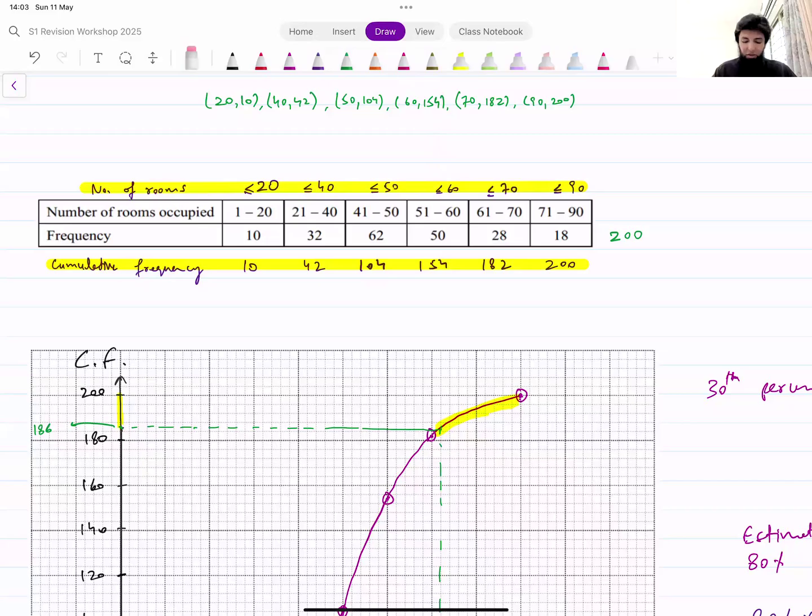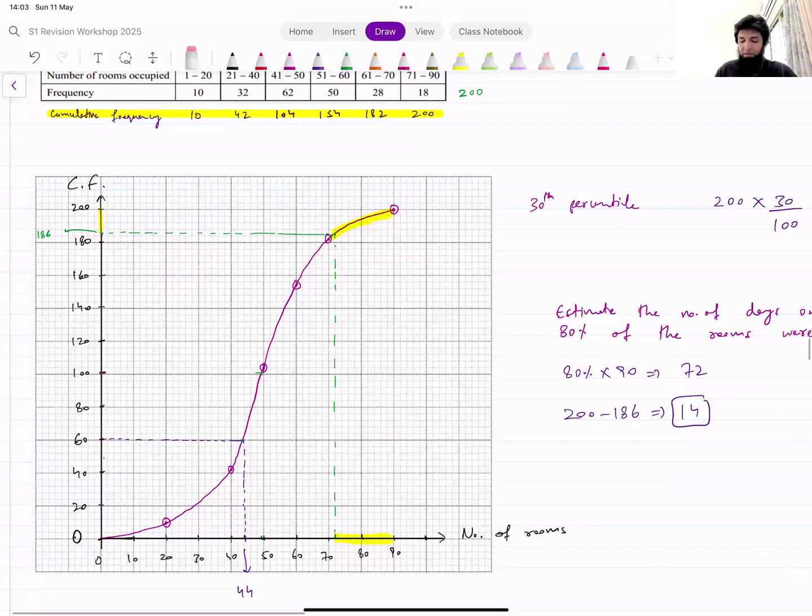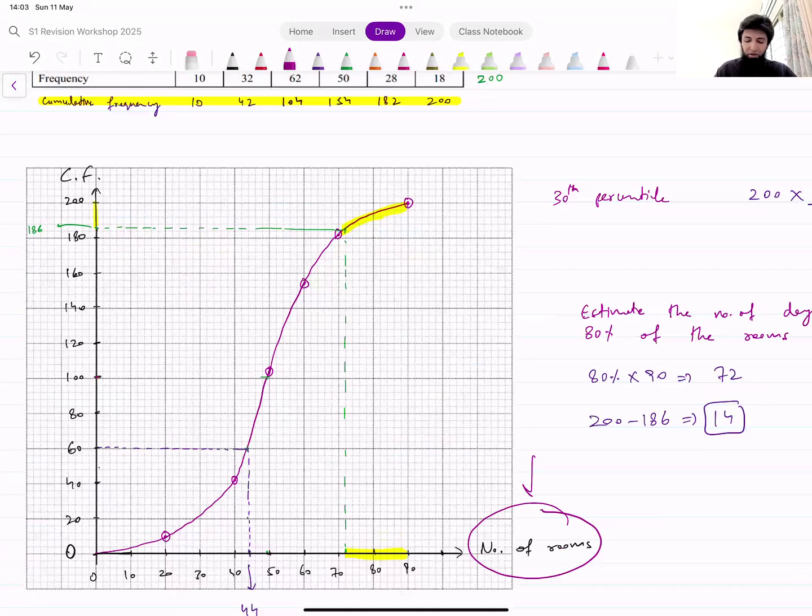Make sure on the vertical axis you clearly show that it's cumulative frequency. On the horizontal axis, you write down whatever the variable is, that's number of rooms. Plot those points and draw a curve through them. It should touch 0 at the bottom, touching the x-axis, and your vertical axis has to start from 0 like this. That's what the cumulative frequency curve looks like.